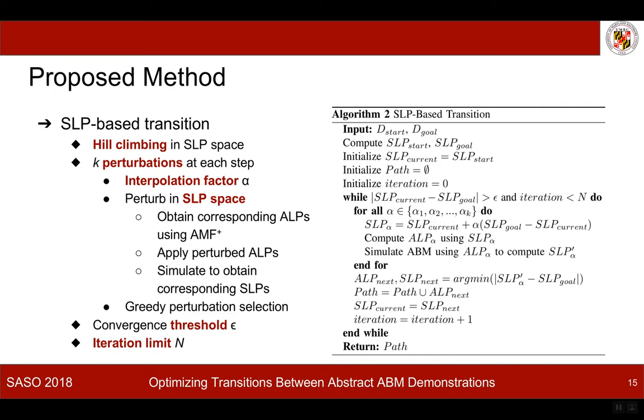SLP, simulate them to compute the resultant SLPs for the alpha step, then evaluate to find the simulation that was closest to the goal. This would then be added to the path. We would update our SLP that we're currently at to be the next, and then repeat until convergence, using the same convergence criteria as before.